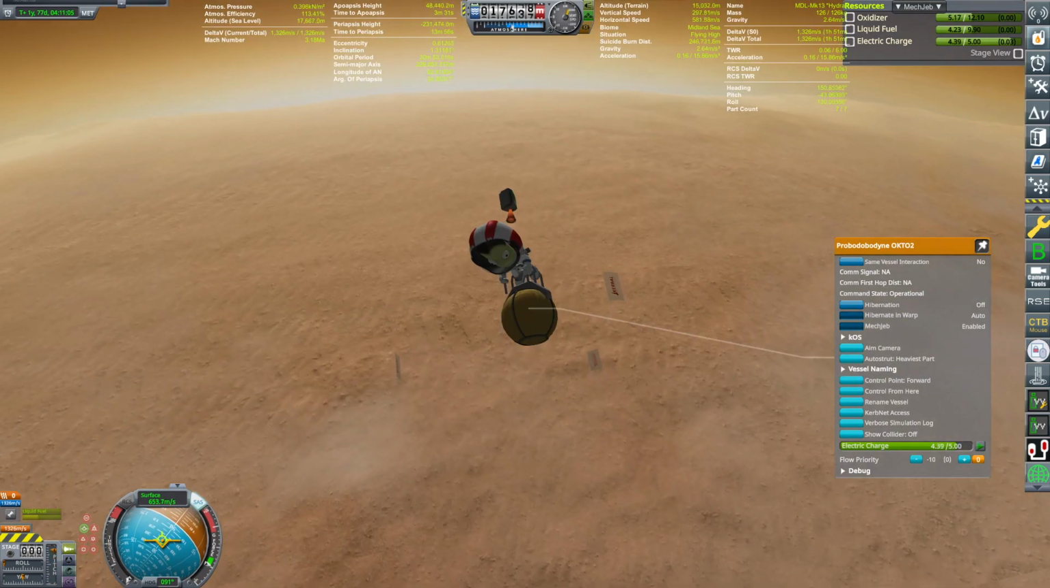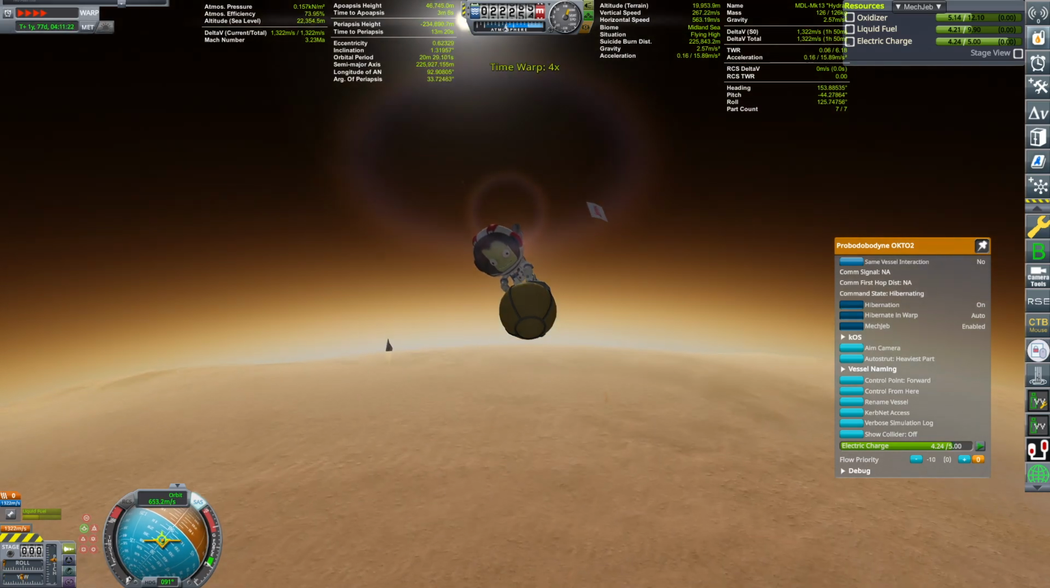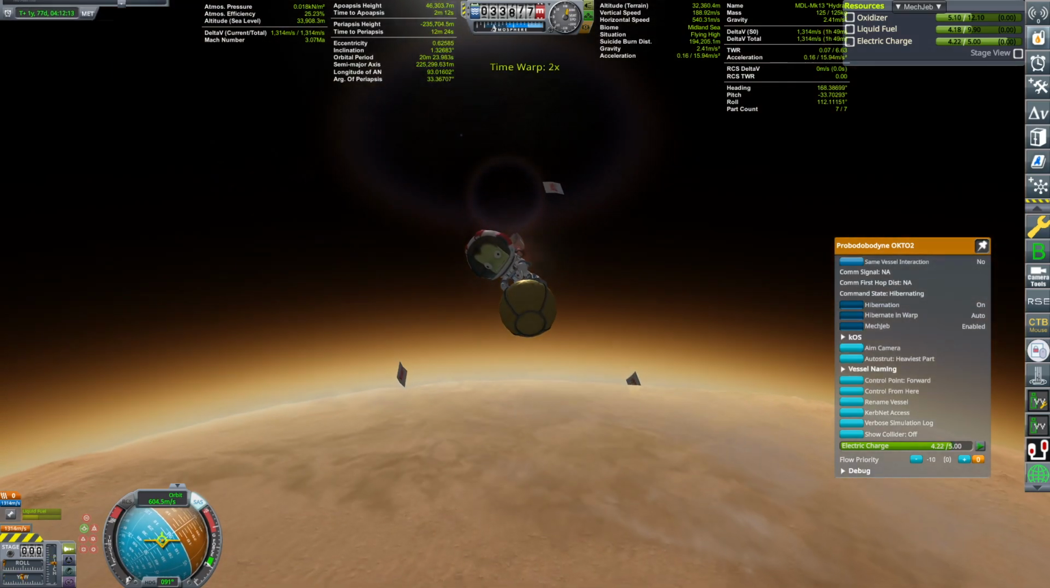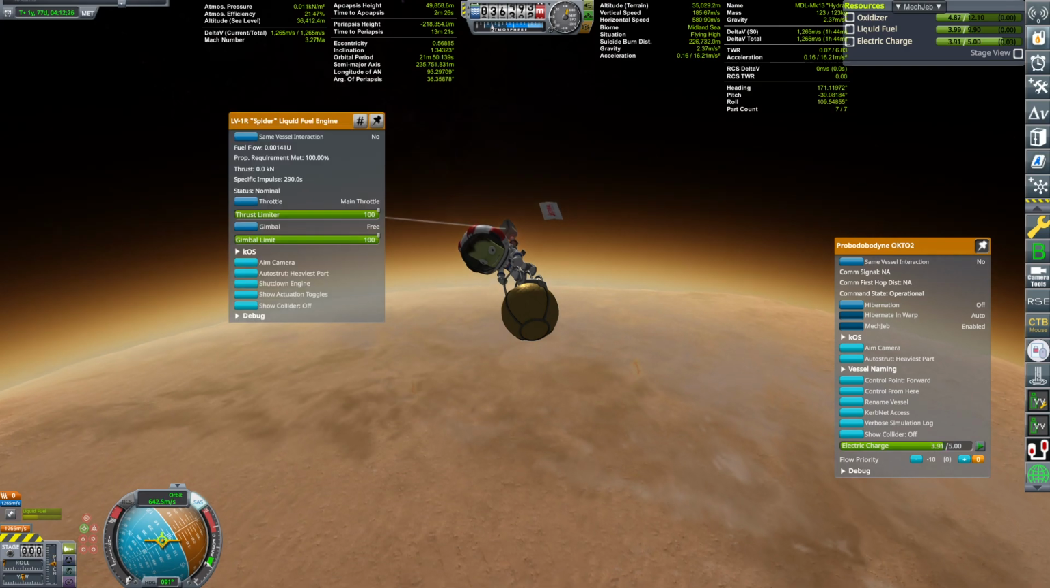There wasn't a whole lot of things that I had to take into account since I had more than enough delta V to return to Kerbin at this point, and the piloting itself was very simple.